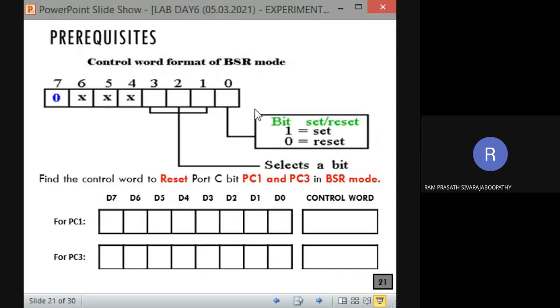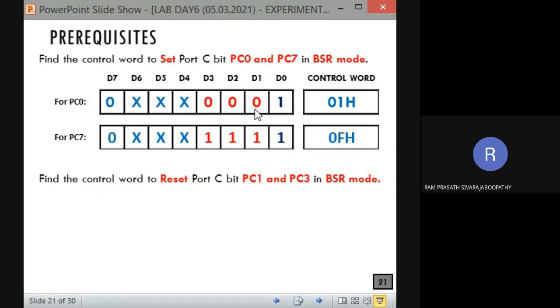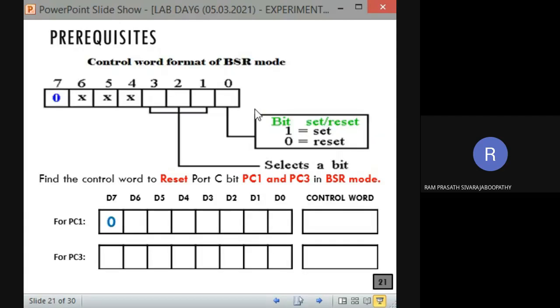We reset PC1 and PC3. Just find and tell me the control words. Kindly take a screenshot of this. All of you kindly take a screenshot. We are going to use this at a later point of time. Yes. For resetting PC1, 02H is the control word. Very good. What about PC3?